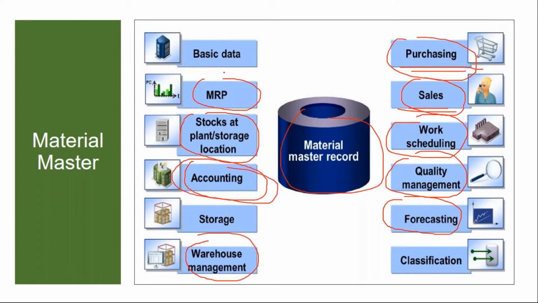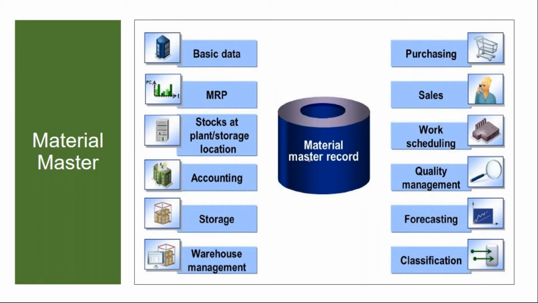Of course, basic data and classification is used by multiple modules. Basic data is common for all. So basically what you need to understand here is that the material master record is used by all the departments in the company, and they will maintain their department specific data in their views. When we go to the system, we will be able to see this in the system.